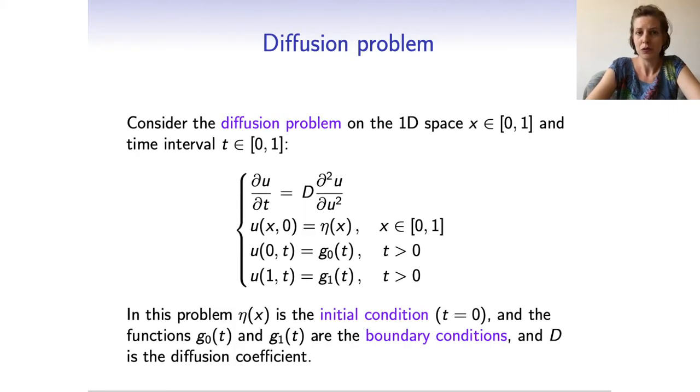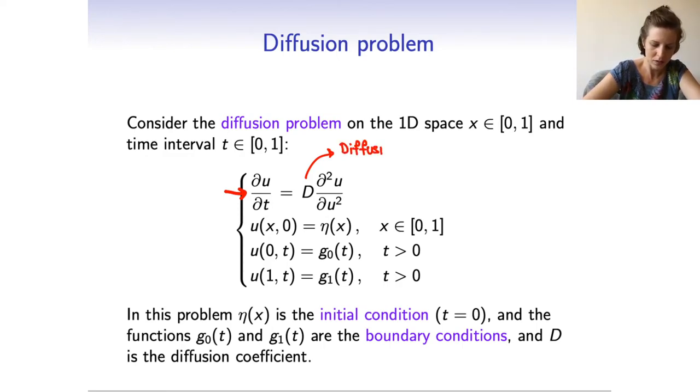So consider the diffusion problem on the 1D space for x going from 0 until 1 and for the time going from 0 until 1. So U is some concentration, and we have that it satisfies this differential equation, where D is the diffusion coefficient, and this is the initial condition.